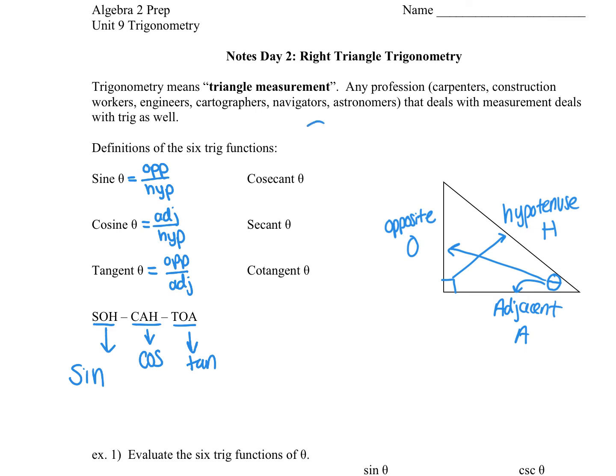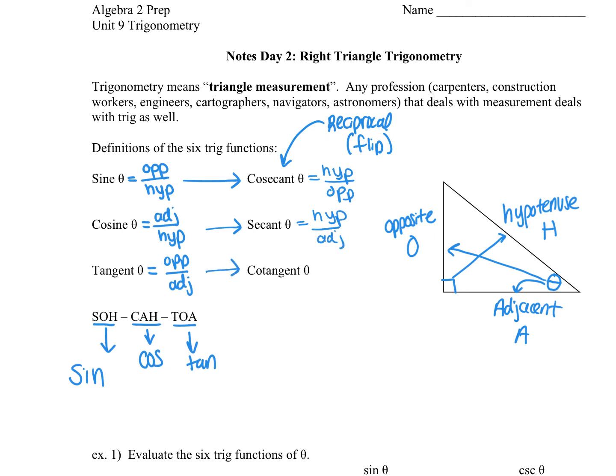Now, on this right side are our reciprocal functions, meaning the flip of the original functions. So cosecant is the reciprocal of sine, so it's going to be hypotenuse over opposite. Secant is the reciprocal of cosine, so it's going to be hypotenuse over adjacent. Cotangent is the reciprocal of tangent, so it's going to be adjacent over opposite.